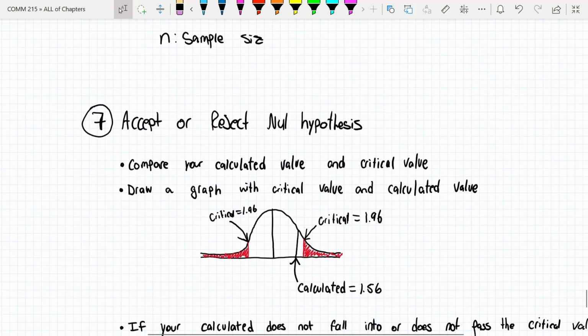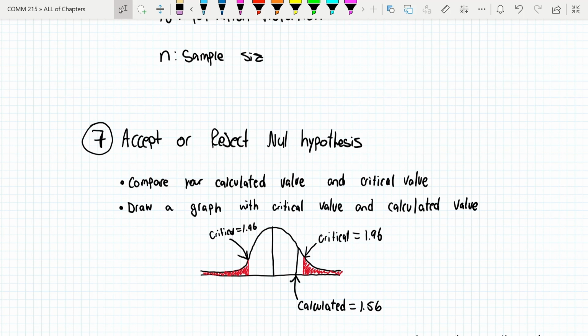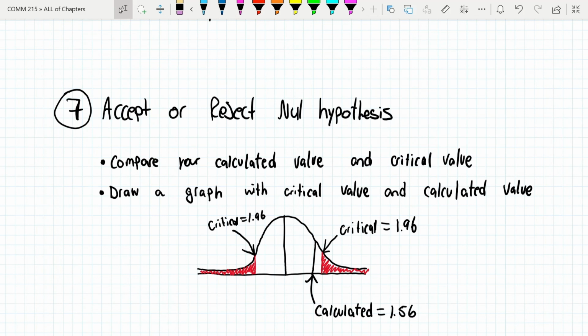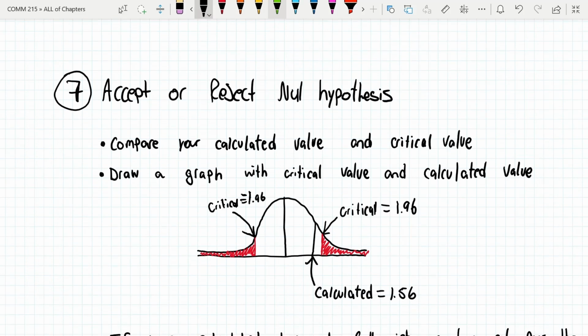So 7, this is the last step: accept or reject your null hypothesis. To do this, you want to compare your calculated value and your critical value. What I like to do is draw a graph with critical values and calculated values. As we can see in the graph, your critical value over here should be negative, so I'll put negative right here. Negative 1.96 is the line that separates the white space from the red space, where the red space is your rejection area. On the right side here, I have our calculated value.